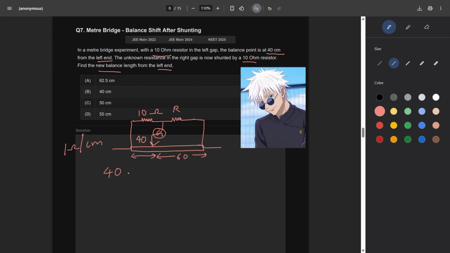40 ohm, simple, times R as 60 times 10, right? But we have R as 15, right? R as 15.